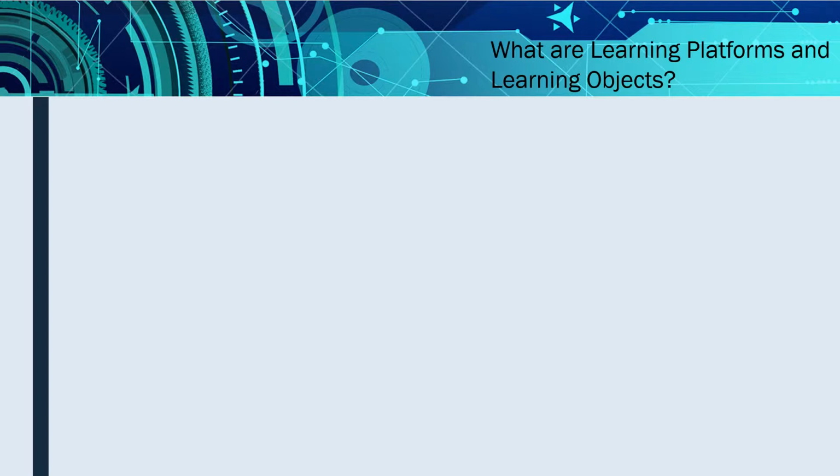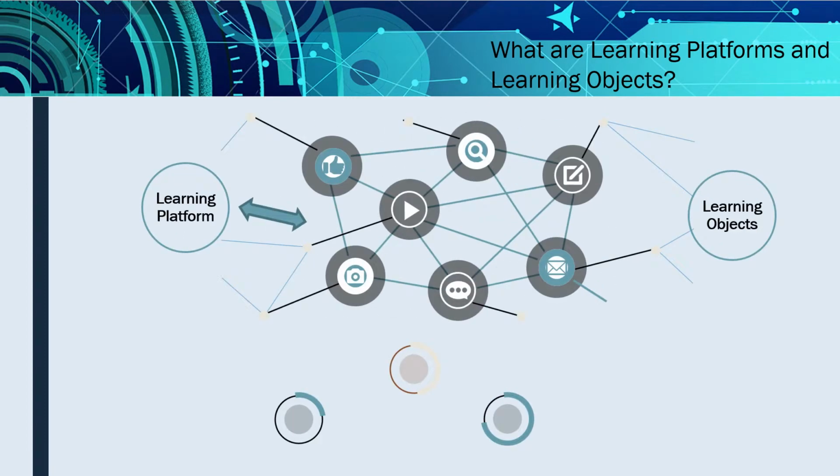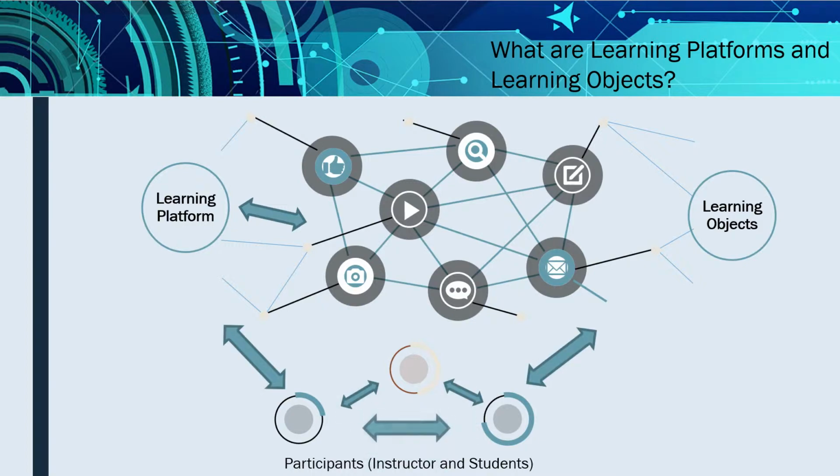It is through learning objects that the activity remains student-centered and engaged in an active learning environment, which leads to learning platforms. In this graph, we see learning objects and learning platforms. And at the bottom, we see the participants, which can be the instructors and the students. These participants interact with each other and also with the learning platforms and the learning objects in the learning platforms.